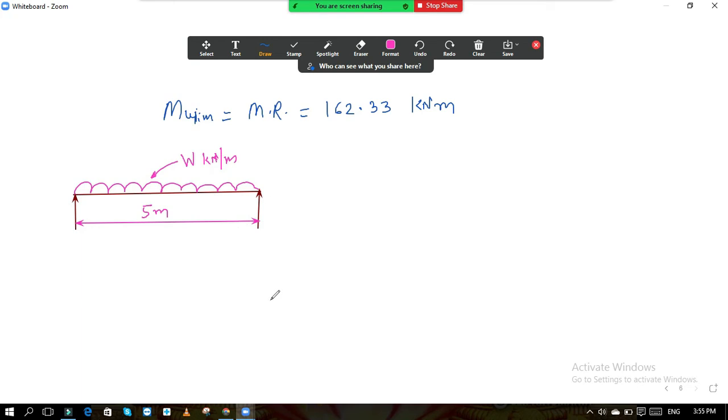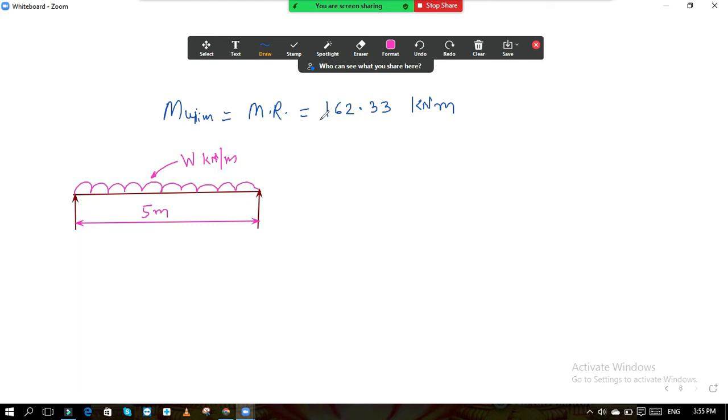Now we know the moment of resistance of the beam. What is the moment of resistance? See, there is a difference between bending moment and moment of resistance. Moment of resistance is the extreme value of bending moment that can be resisted by that section. And bending moment depends upon your span and load on the section. Bending moment may be equal to MR, or bending moment may be less than MR.